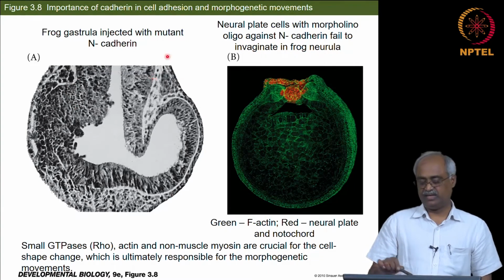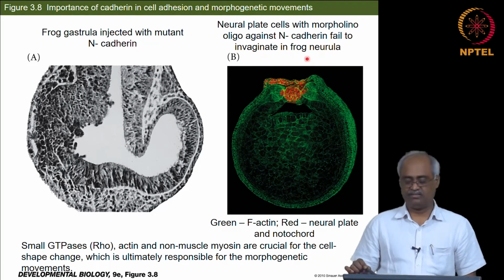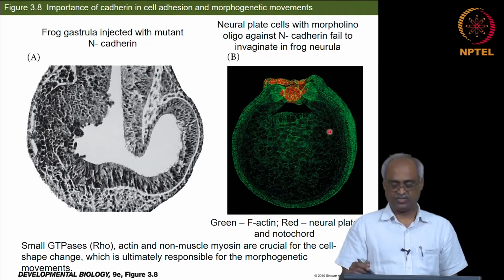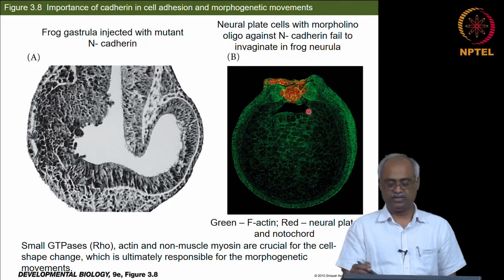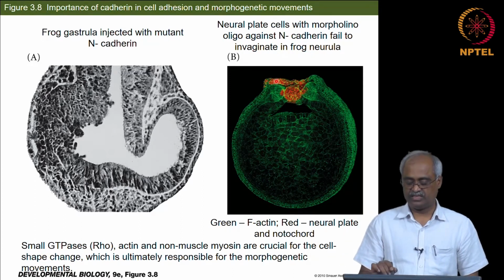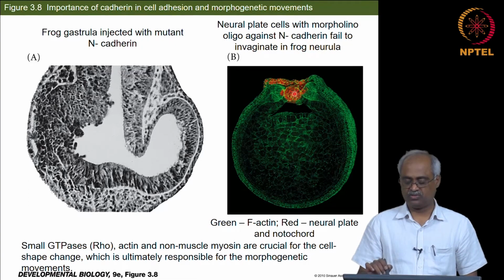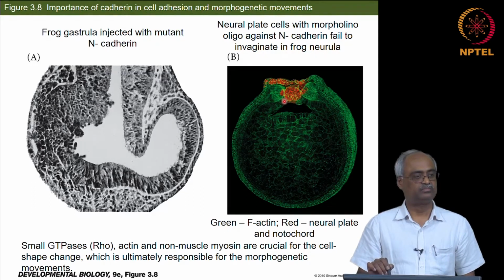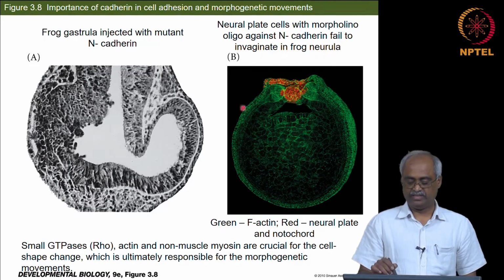This is a little bit later, the neurula stage, where the neural tube is forming, and you see the top cells, this sheet of cells, should actually invaginate, and they do not do it when you block the N-cadherin. This is the notochord and this is the neural crest cells. So, these have to go in and they do not go. This is F-actin. This is the neural plate and notochord marker.